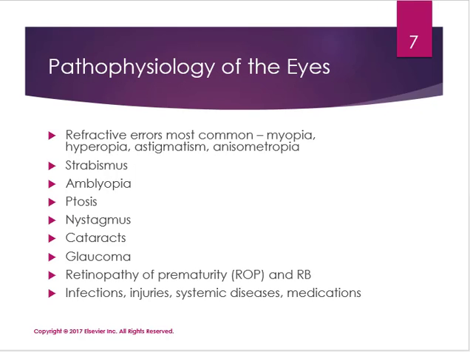Potential problems with the eyes or the visual system can take the form of specific disorders, infections, or injuries to the eyes, and these can include some refractive errors such as myopia, hyperopia, astigmatism, and anisometropia. We also have strabismus, amblyopia, ptosis, nystagmus, cataracts, glaucoma, retinopathy of prematurity, retinoblastoma, and infections, injuries, and systemic disorders and medications. And so we're going to talk a little bit more about those.